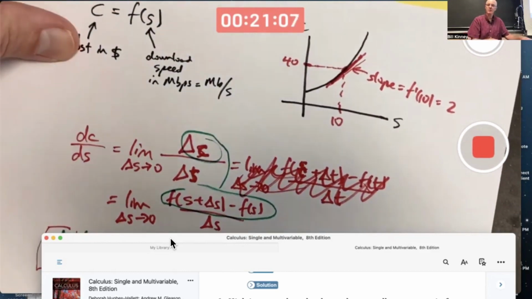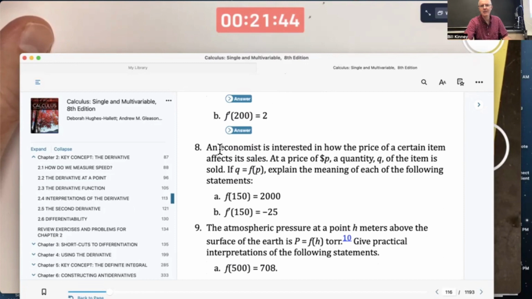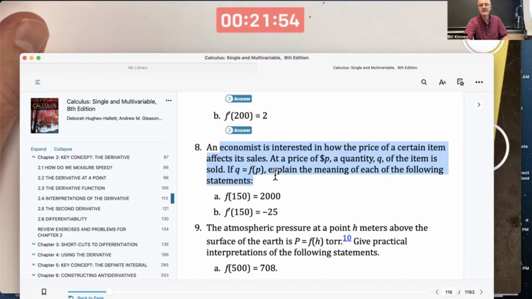Let's do another example, and hopefully I won't get messed up. Number 8 is an economics problem. An economist is interested in how the price of a certain item affects its sales. That's like supply and demand. At a price of P dollars, a quantity Q of the item is sold. Now, there's some stuff they're not telling you here, like how long is the sale going for? A day, a week, a month. They're not telling you that.